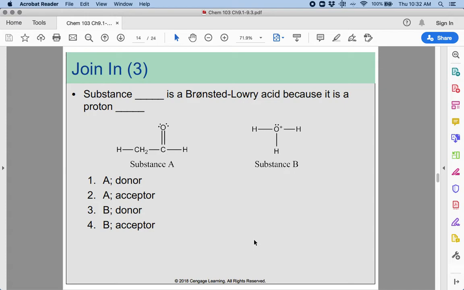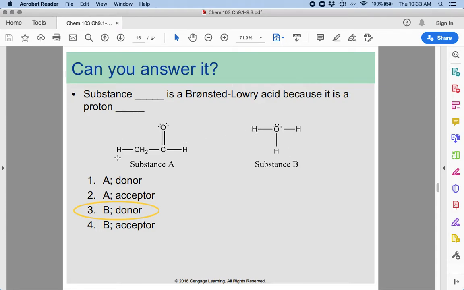Try this problem. I would encourage you to pause here, read it, and come up with the best answer possible. The substance B, H3O plus, this is the Lewis structure of H3O plus, is a Bronsted-Lowry acid because it is a proton donor. This will give up one of these extra hydrogens to become H2O.